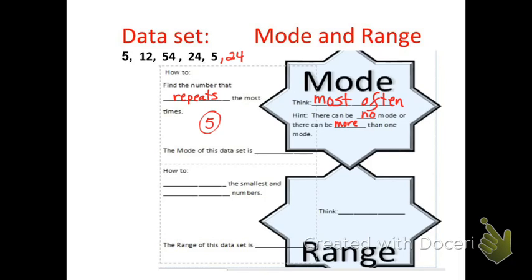Do you see that? Now watch this. If I added this and I have another 5, now how many 5s do I have? 3. And how many 24s do I have? 2. So what's the mode now? Only 5. Does that make sense? So just because something is repeated does not make it a mode. It has to be repeated the most number of times.